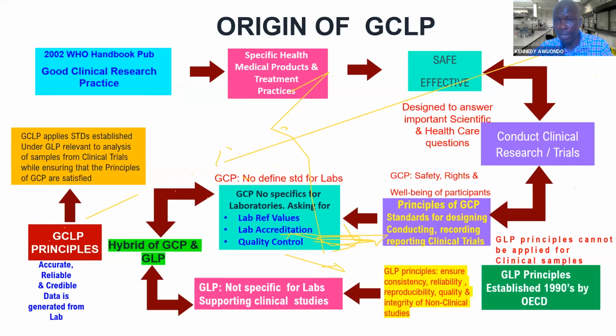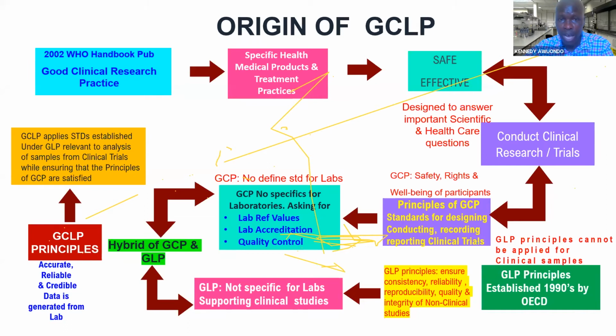So for that to happen, we must conduct clinical research, clinical trials, to gather enough data to prove that the product is safe and effective. Clinical trials are designed to answer important scientific and healthcare questions. For clinical trials to be conducted, they must be done under the principles of GCP. The GCP principle states that it's a standard for designing, conducting, recording, and reporting clinical trials. It mainly looks at the safety, the rights, and the well-being of the participants.